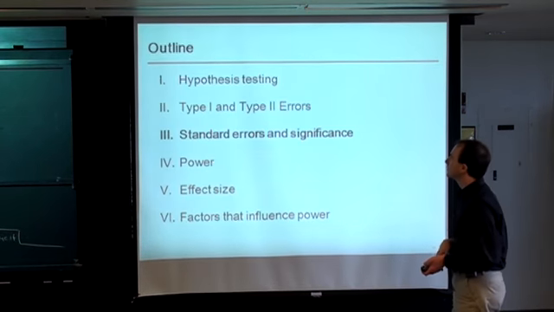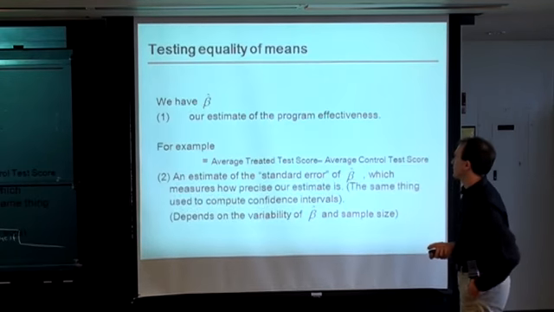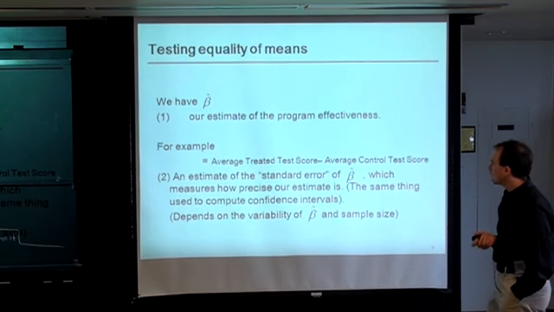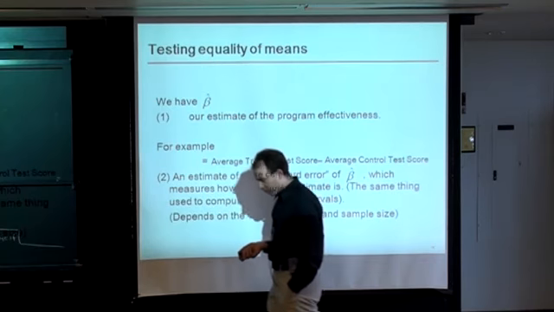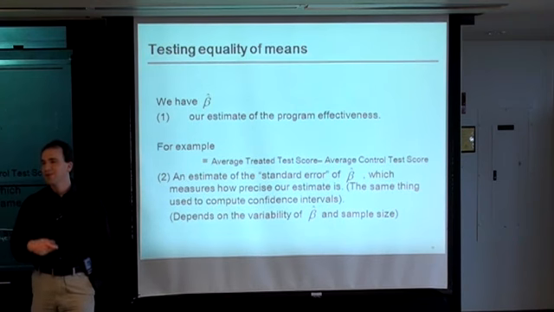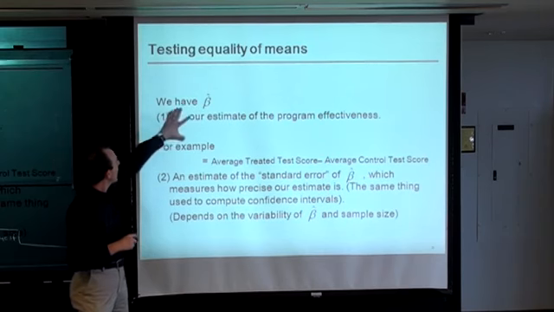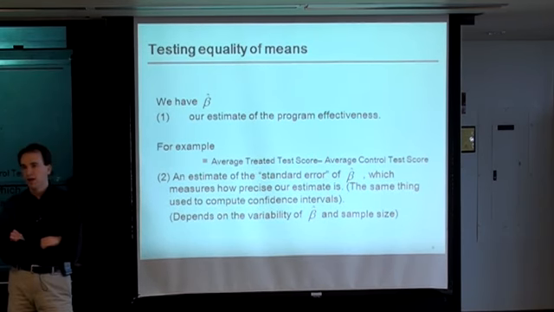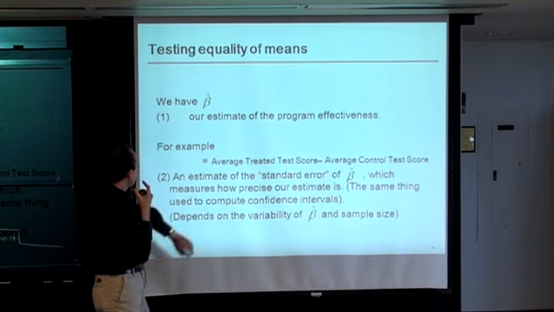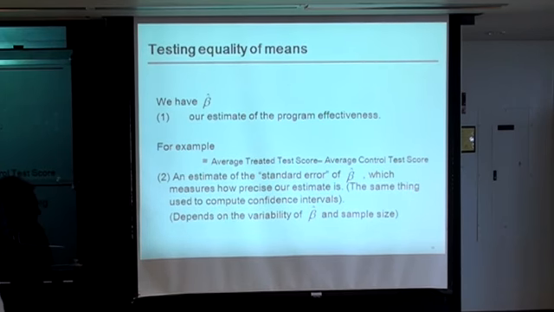All right. Okay, so now let's talk about this part, which is standard errors and significance. It's all kind of related, actually. All right, so we're going to estimate the effect of our program, and we typically call that beta, or beta hat. The convention is that things that are estimated, we put a little hat over them. So beta hat is going to be our estimate of the program's effectiveness. This is our best guess as to the difference between these two groups. So for example, this is the average treated test score minus the average control test score.